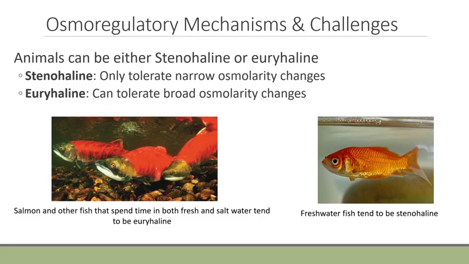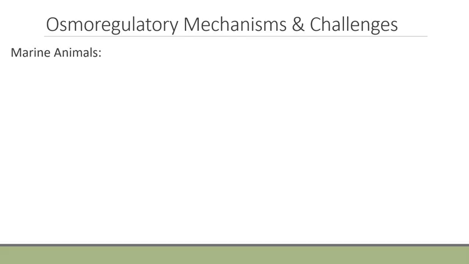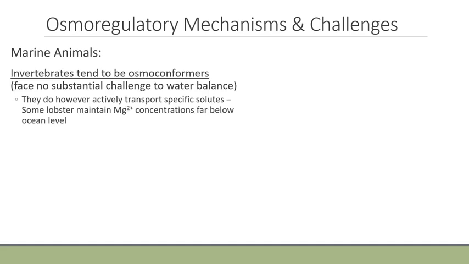So with those concepts in our head, let's start talking a little more on the mechanisms, or how they actually deal with some of these challenges. I'm going to start with marine animals first. Marine animals, like invertebrates, tend to generally be osmoconformers. They're not going to try to fight the challenge. They're generally going to go with the flow, like I've said before. They typically do not face a lot of challenge to balancing water because they just are going at whatever the surrounding environment is. That doesn't mean they don't have to do anything.